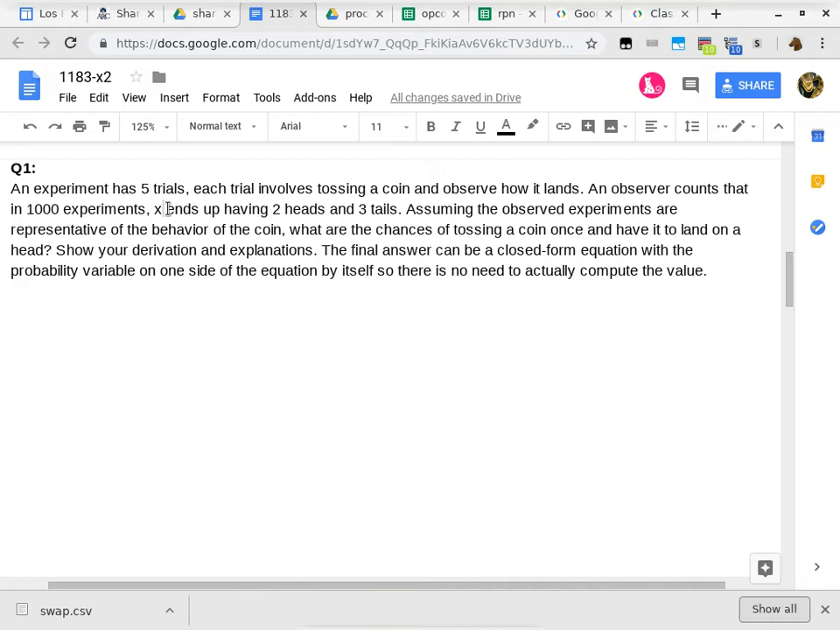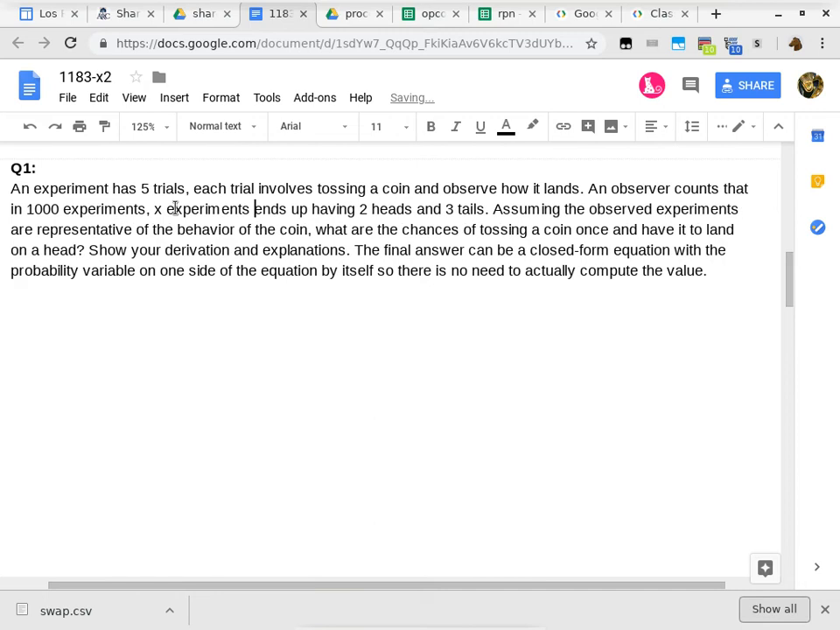All right. So are there any questions about the little change here? No questions? All right. Sorry. X, you mean X ends up having 2 heads and 3 tails, so that means it's one experiment out of 5 trials? It would be out of 1,000 experiments, X of those 1,000 experiments end up with 2 heads and 3 tails. Okay, is that okay? All right, so I'll make it clear. So X experiments. Okay, so that makes it clear.